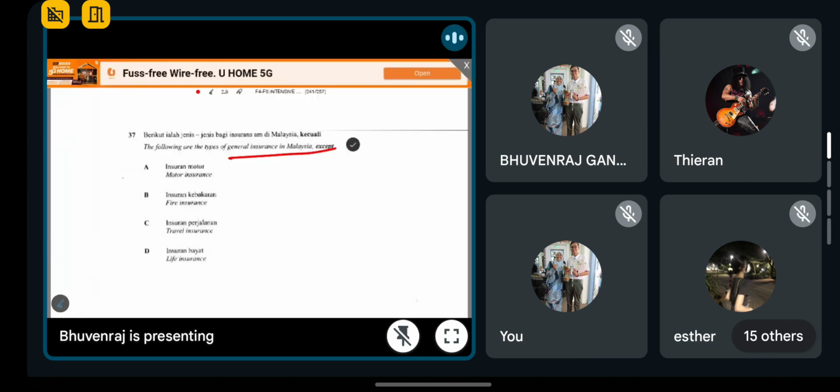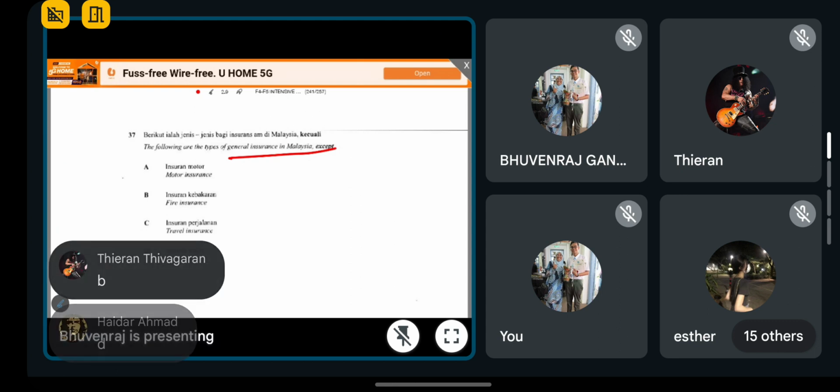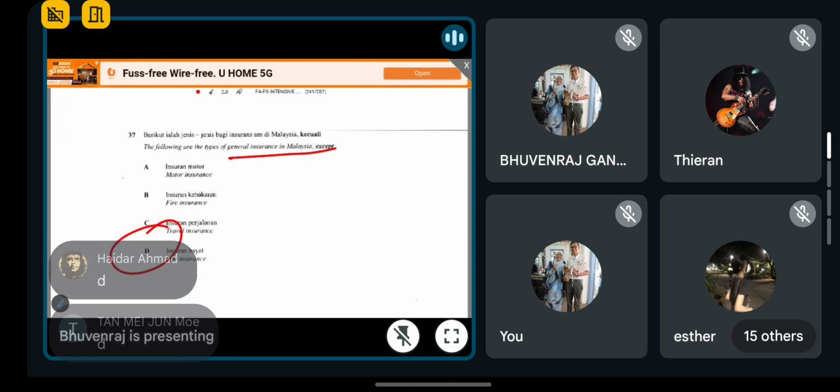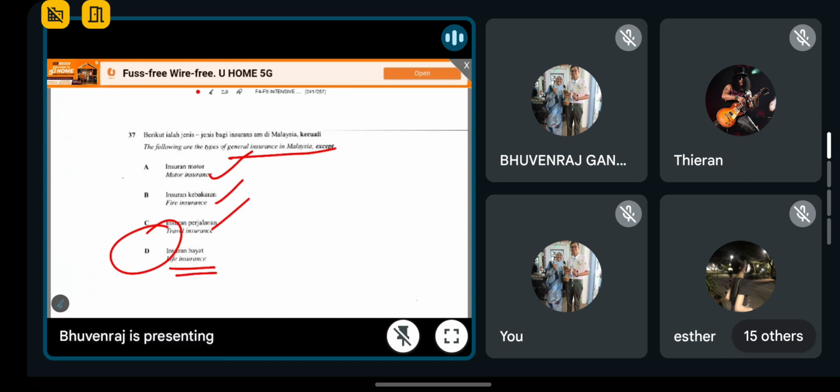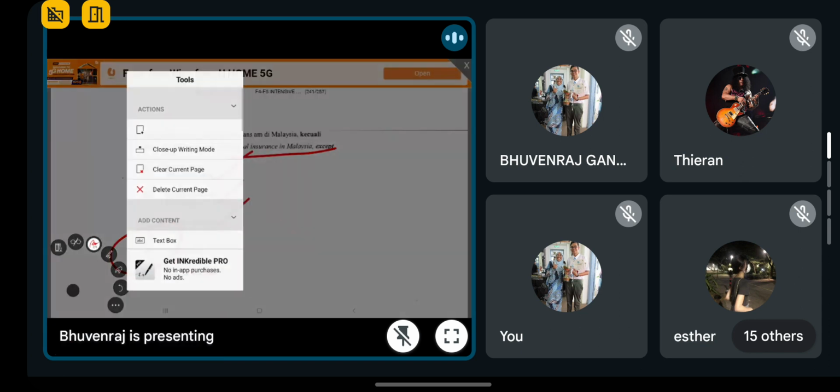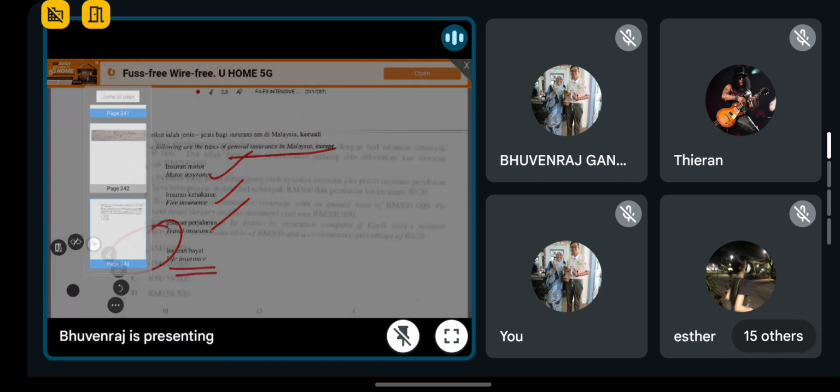Which one, guys? Not general insurance. Tengok, soalan trial suka tanya pasal ni. They like to ask on this part. Okay, correct. Life insurance is not general insurance. Yang lain semua is general insurance. So this one nothing much lah, all these factors only. So next one.